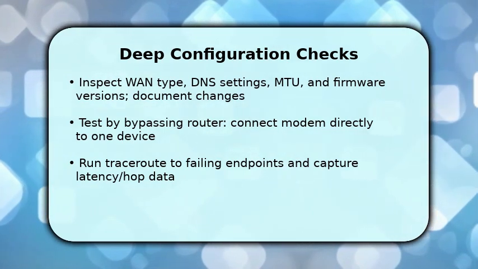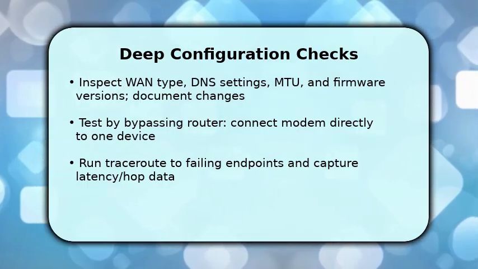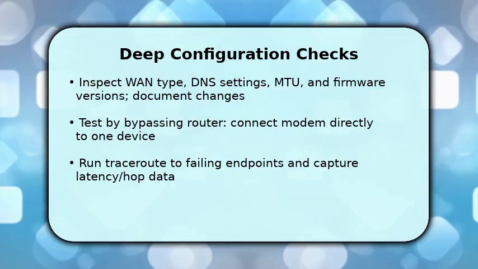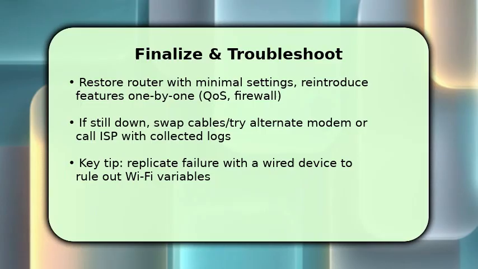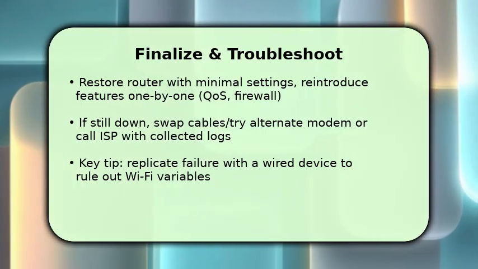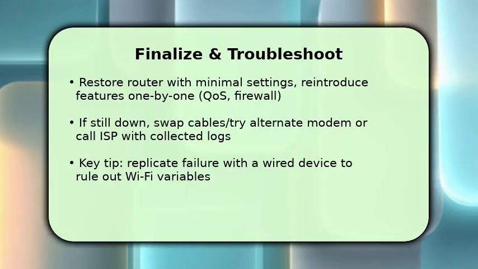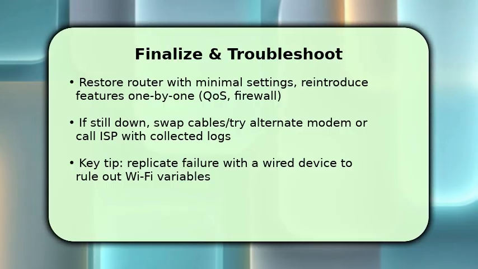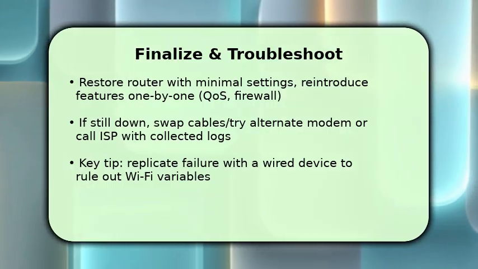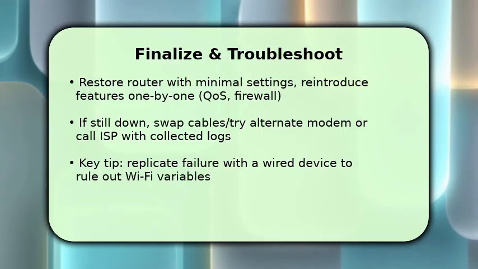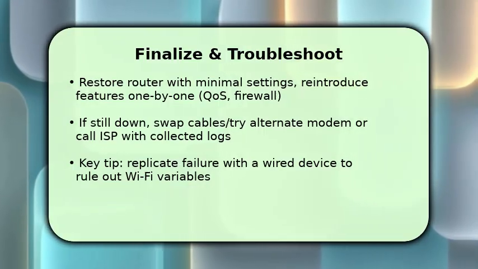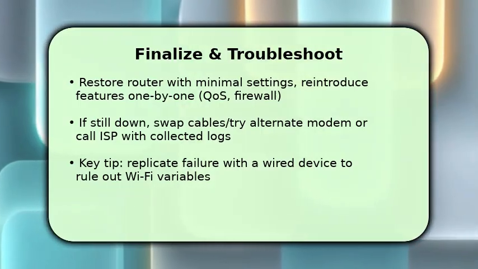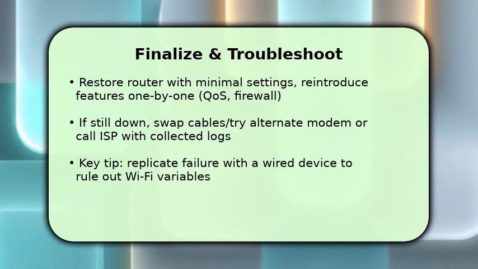You finish by applying fixes and validating stability. Reset the router to minimal stable settings, then re-enable features like NAT, firewall, and CoS one at a time while monitoring. Use known good Ethernet cables and an alternate modem or gateway to eliminate hardware faults. If the issue remains, contact your ISP with modem logs, WAN status, and traceroute output. You've already collected the evidence they need. And remember, always reproduce the failure on a wired device first to separate.